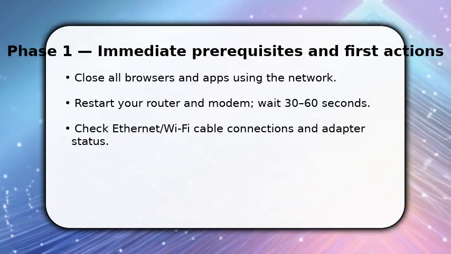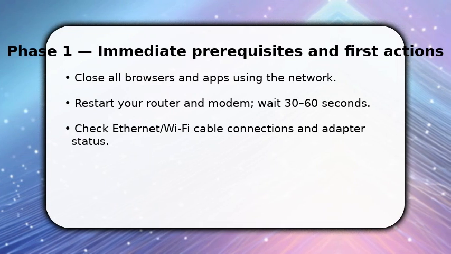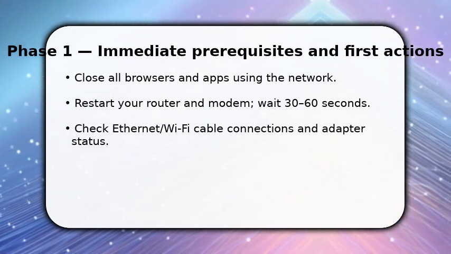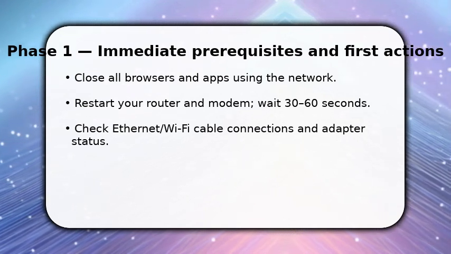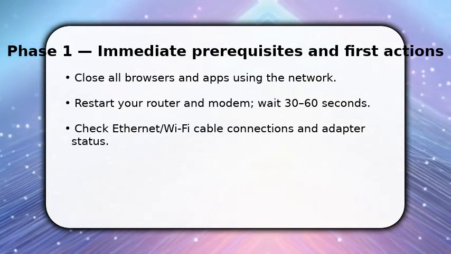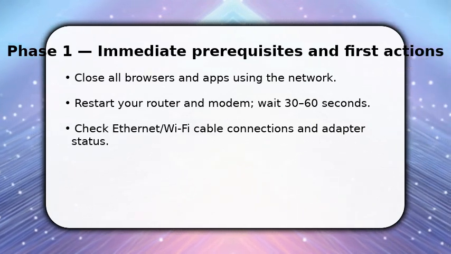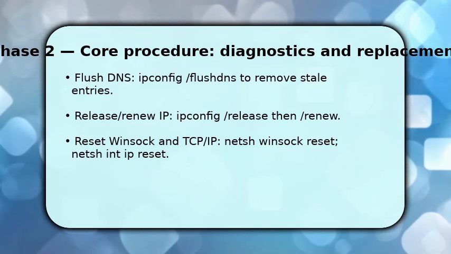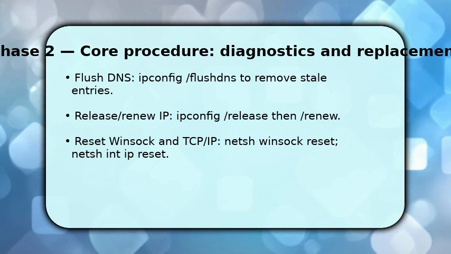While devices restart, inspect Ethernet and Wi-Fi adapters on your PC. Make sure cables are snug and the adapter is enabled. Once done, reconnect via Ethernet first, because wired removes wireless variables, and that isolates whether the problem is local or upstream. Next, you perform targeted OS network repairs to eliminate corrupted caches and socket layers.